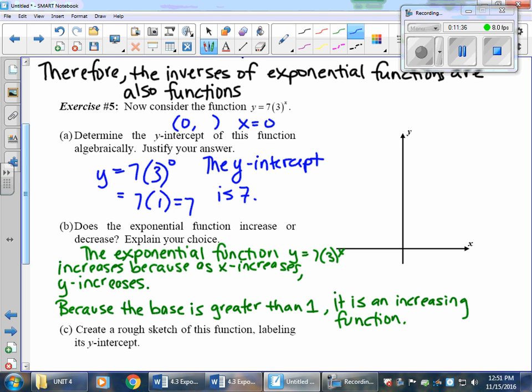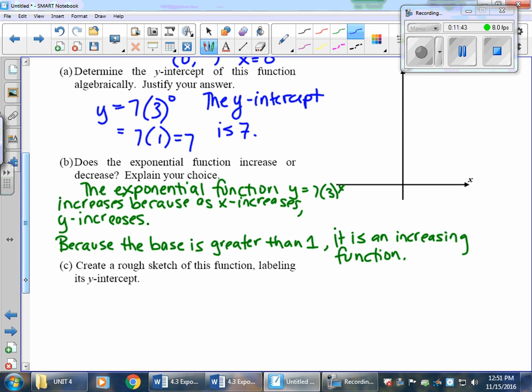Then it says, does the exponential function increase or decrease? Explain your choice. Now, the first thing I wrote down, because I actually graphed this first in my head: the exponential function y equals 7 times 3 to the x increases, because as x increases, y increases. That shows an increasing function. But we also want to think about, because the base is greater than 1, just the things we were just talking about, it needs to be an increasing function.